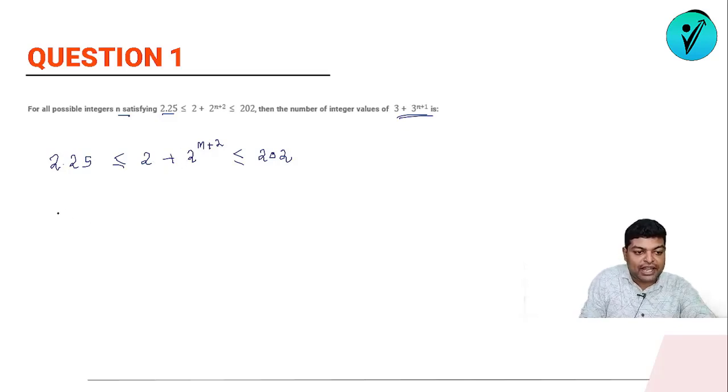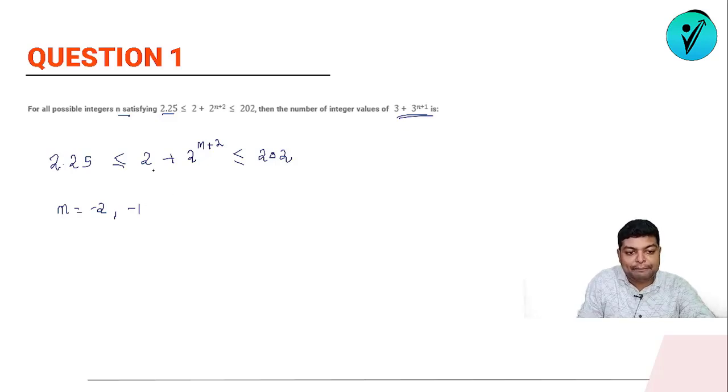Even if you keep the value of n as -2, this condition is getting satisfied. When you keep -2, it becomes 2 to the power of 0, which is nothing but 1. So for n equals -2 it is working, and for n equals -1 it will also work. I simply have to see whether it is lying in this range or not.